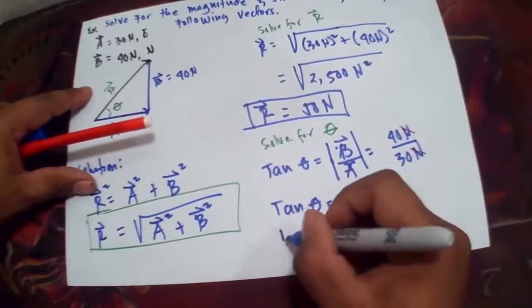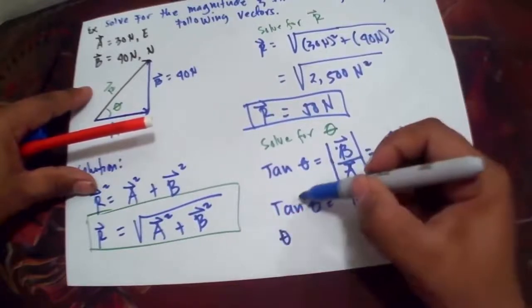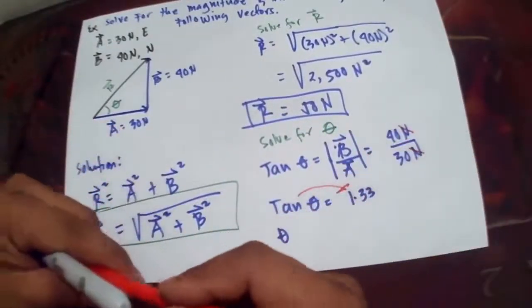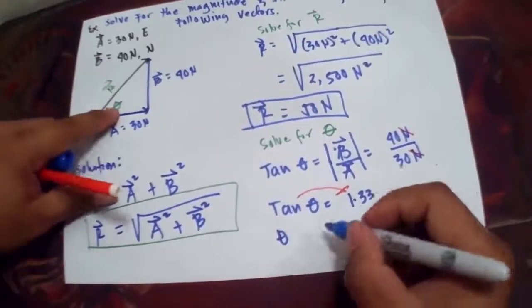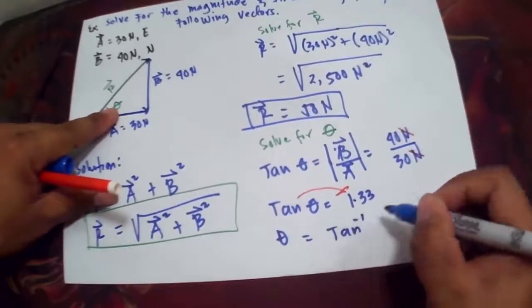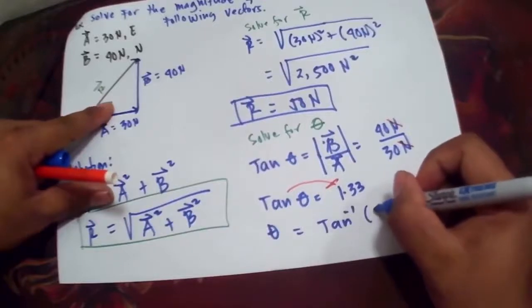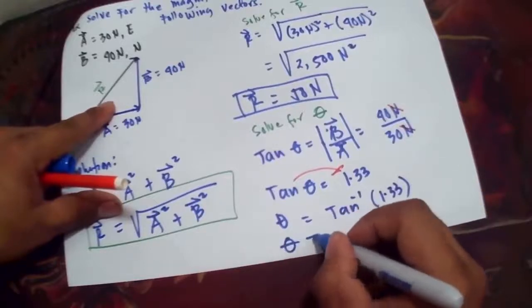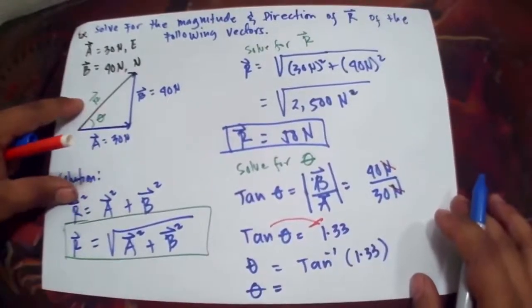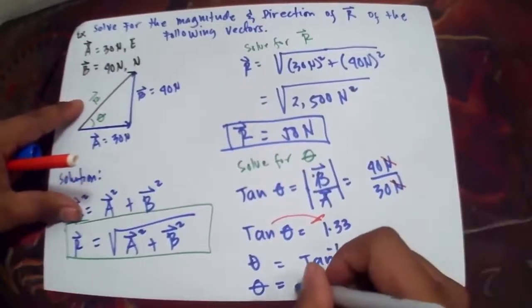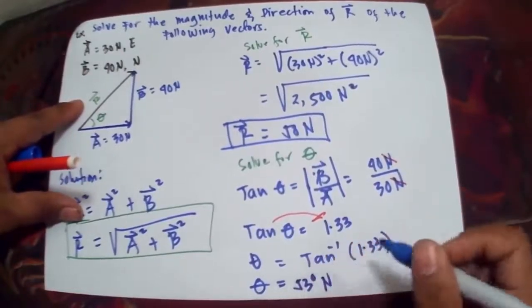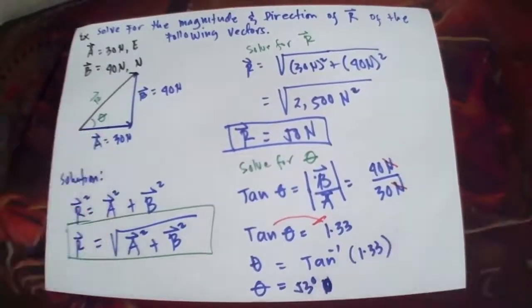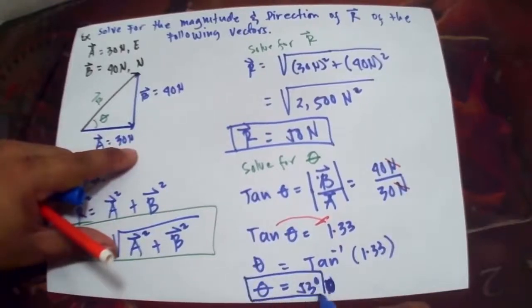So inverse tangent, that means when you transfer this function here, that becomes the inverse function. So theta is equals to inverse tangent of 1.33. And this is equals to 53 degrees. You can recheck this one in your calculator. 53, no unit. That's 53 degrees. So that would be the answer.